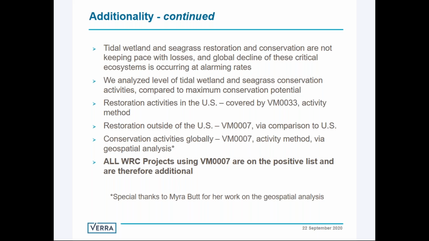Now, for conservation activities, we conducted geospatial analysis to determine the level of conservation compared to a maximum potential. And this also resulted in conservation being put on the positive list and hence additional. So collectively, restoration and conservation, all WRC projects using VM7 are additional. There's not time to get into the details of how we did all this, but the additionality module, VMD 52, provides the details of the analysis.